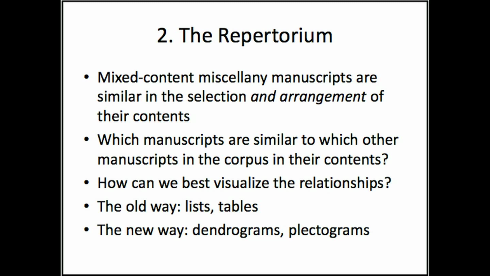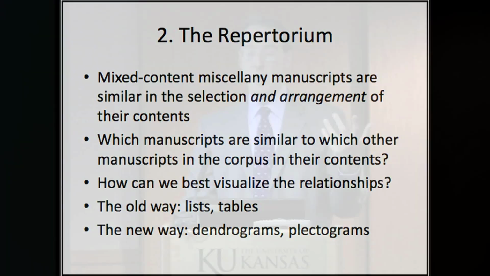These miscellanies, therefore, can be similar in their selection and the arrangement of their contents. And I didn't just want to measure which miscellanies had the same texts. Because I have that model of copying in mind, it was more important if they had the same text in the same order than if they didn't. And that would tell me, I thought, something about the textual transmission, which miscellanies had partial shared ancestors.